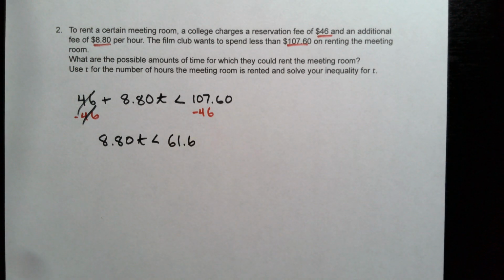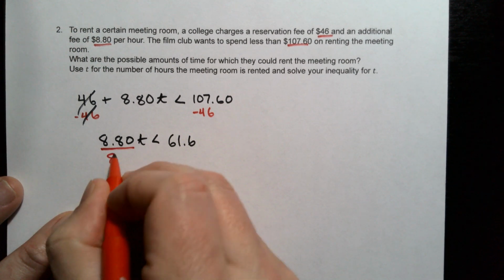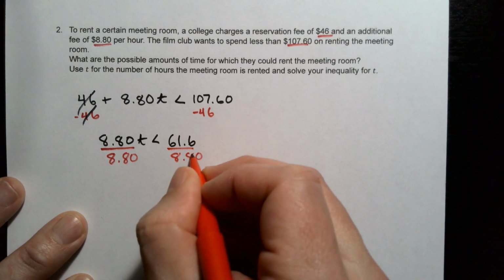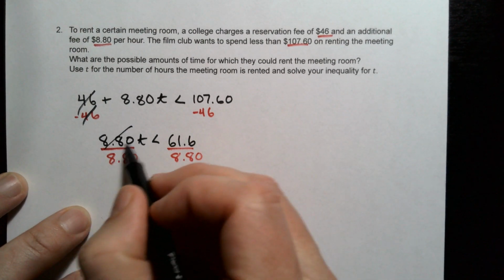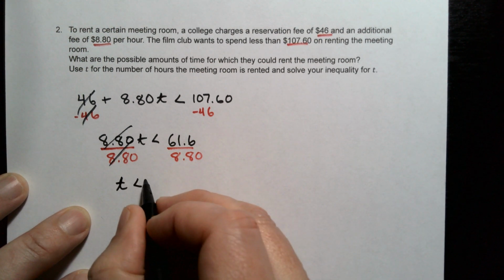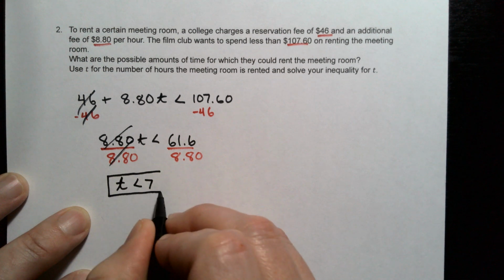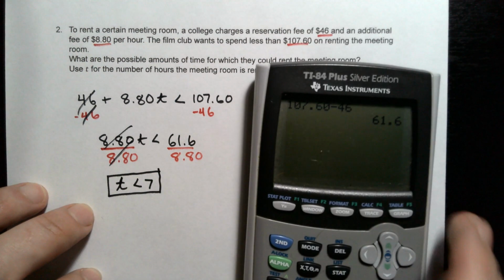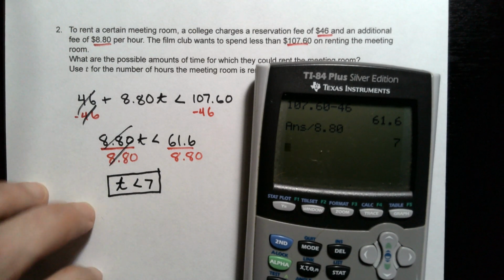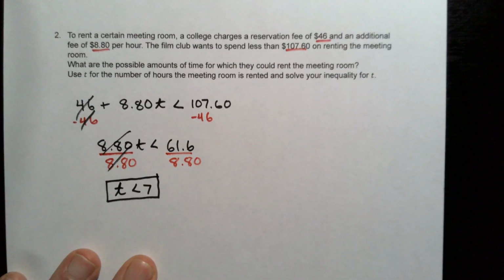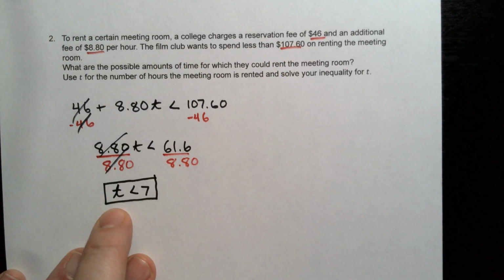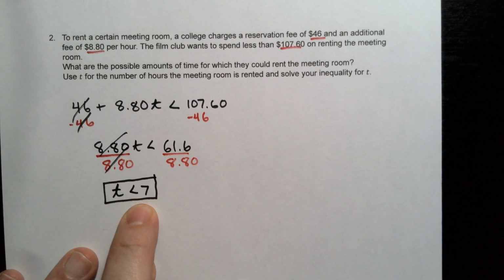Okay, and to further solve this and get it done here, we divide both sides by this 8.80. Okay, and if you do that, this cancels because you're dividing and multiplying by the same thing. So you have t is less than, and that's going to end up being 7 if you divide that in your calculator. I'll show you real quick before the video is over. Okay, there's the 61.6. You divide by 8.80, and you get 7. So in order for this film club to spend less than $107.60, they need to rent it for less than 7 hours. And that's it.